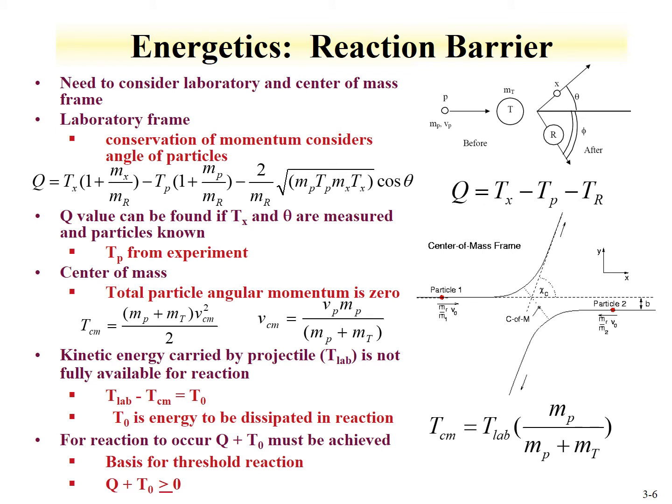Now we can use the equations we just discussed to correctly evaluate what energies are used for a reaction to occur in the laboratory. We need to consider both a laboratory and center of mass frame. For the laboratory frame, we need to consider the conservation of momentum. So in a laboratory, here's an example of a target. A projectile hits the target. We get our product and the other product from the reaction.